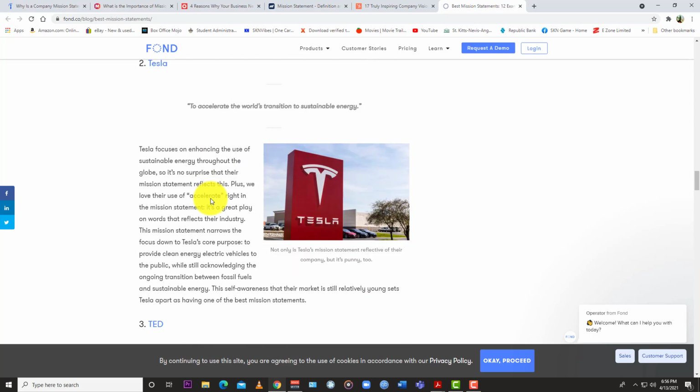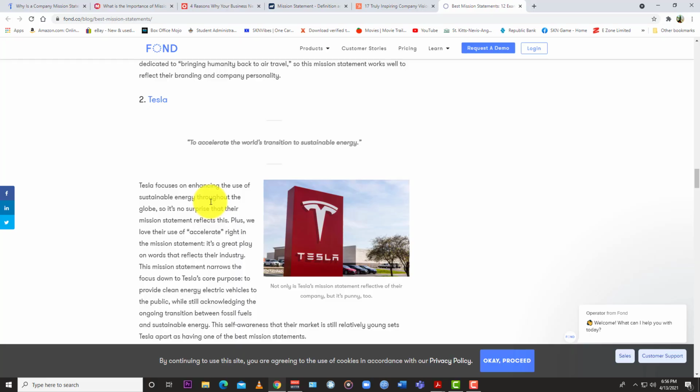Then we have Tesla. Everyone knows what Tesla is. Elon Musk, Tesla. That's the company leading the charge with the electric vehicle revolution. And what is the mission statement? To accelerate the world's transition to sustainable energy. So when Tesla is doing something, you know why.